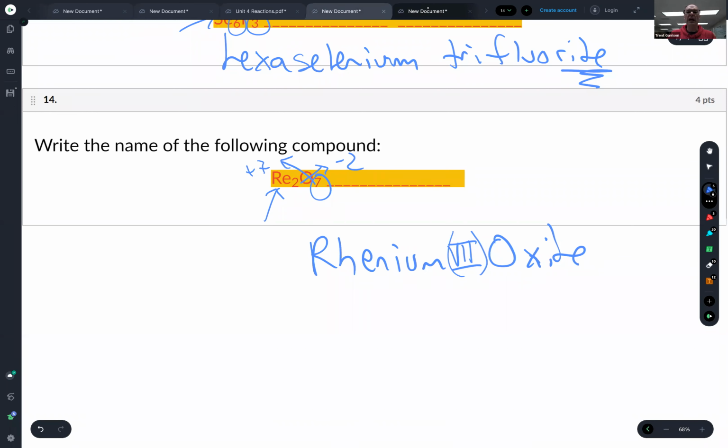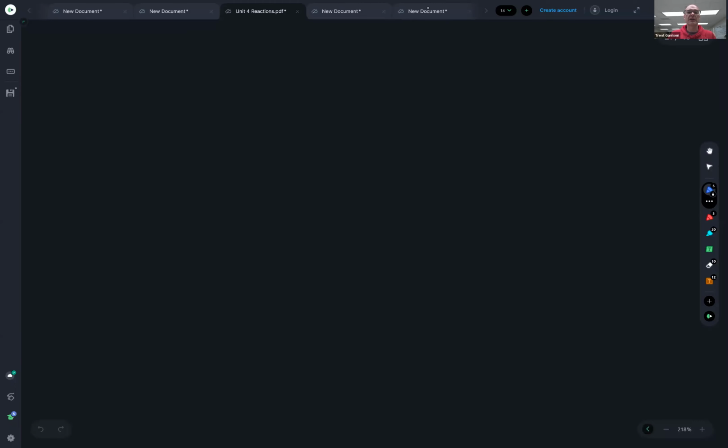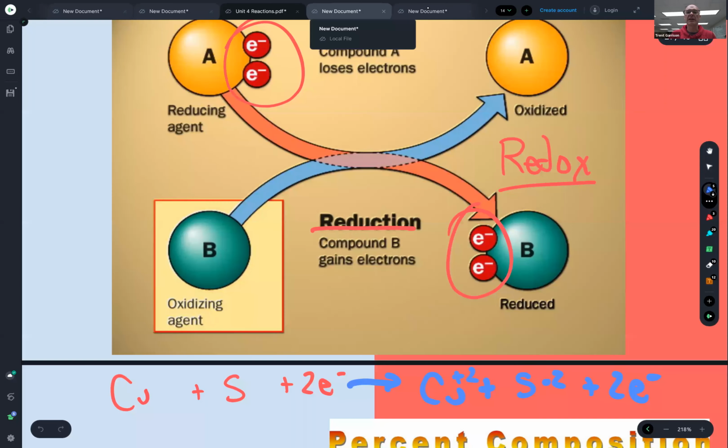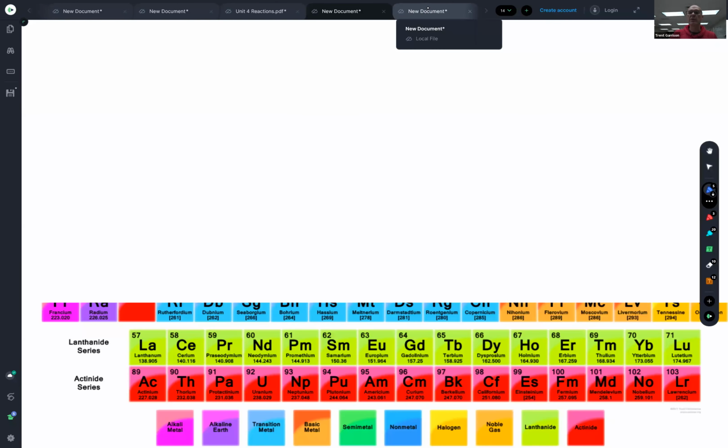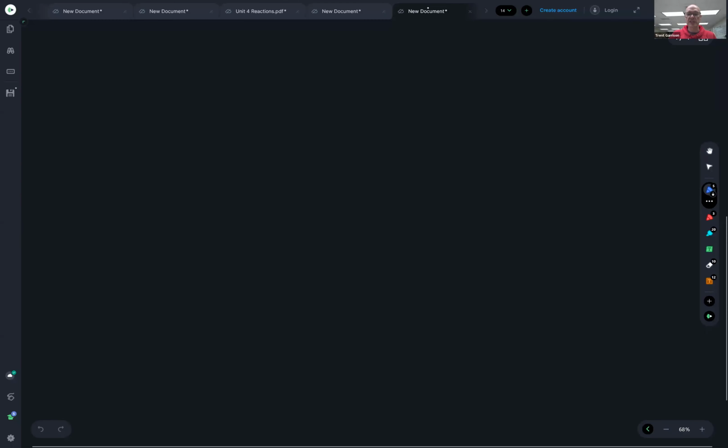Okay. I believe, if I'm not mistaken, that is going to take care of all of the questions dealing with the naming of compounds. We will pick back up with the multiple choice questions in just a second.